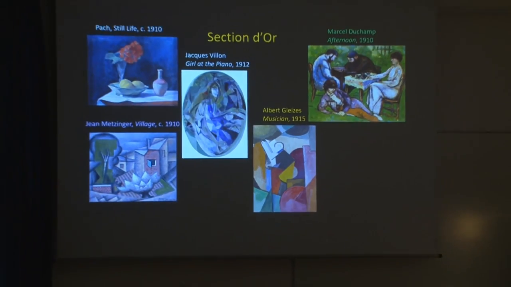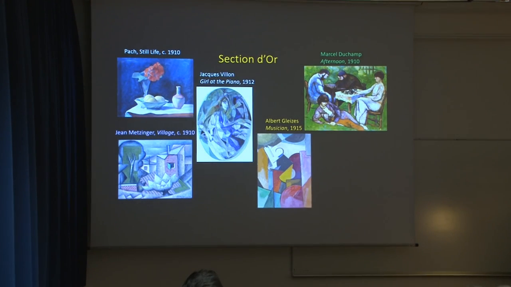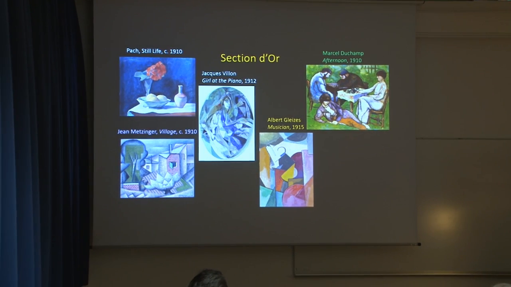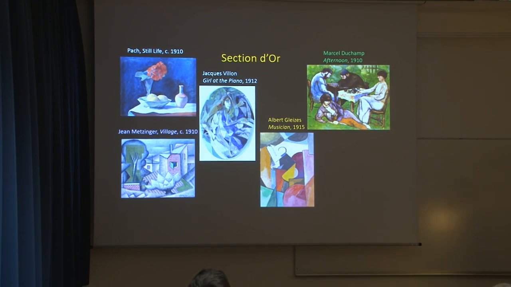Pach studied with Henri and American Impressionist William Merritt Chase. He moved to Paris in 1907 and joined the Stein Circle. Pach participated in several group exhibitions in Paris with the Section d'Or, which included Marcel Duchamp and his brothers Raymond and Jacques Villon, as well as Albert Gleizes and Jean Metzinger.